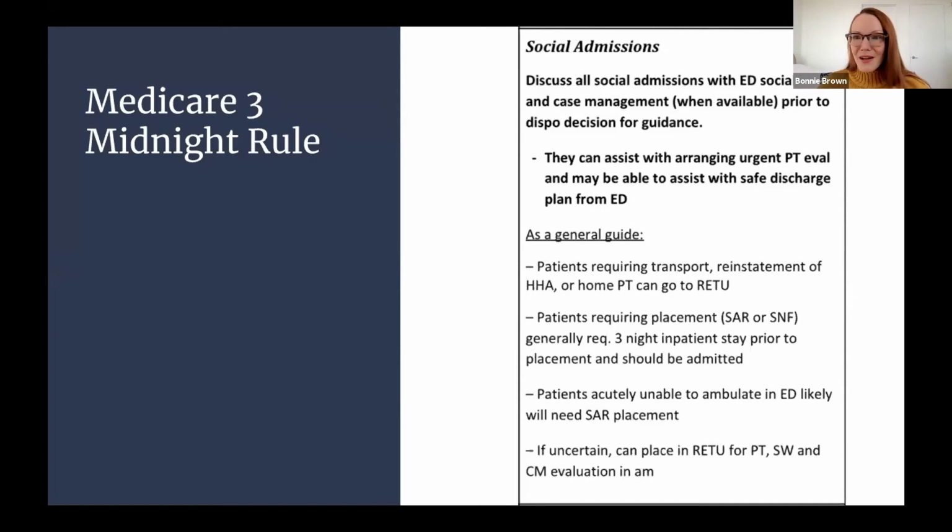Okay, so I have a box on our exclusion criteria specifically about what social needs we can and cannot address in our observation units. So there is a Medicare 3 midnight rule. They have so many rules, but the 3 midnight rule states that a patient that has Medicare that requires placement in a subacute rehab or a skilled nursing facility, generally they require 3 midnights inpatient prior to being discharged to one of these facilities.